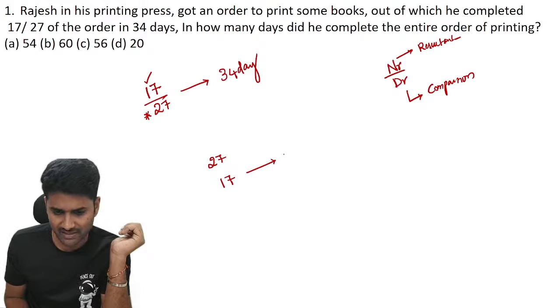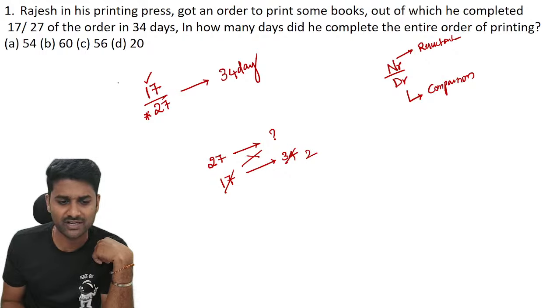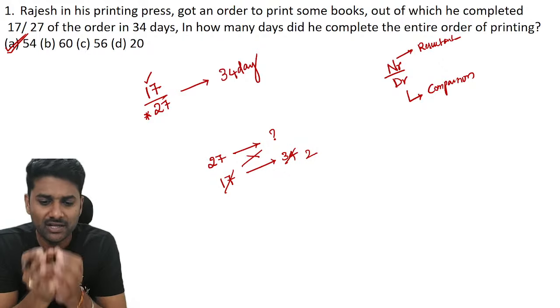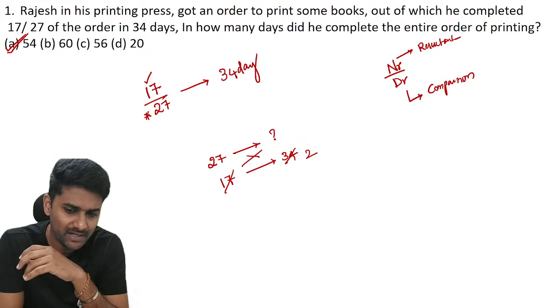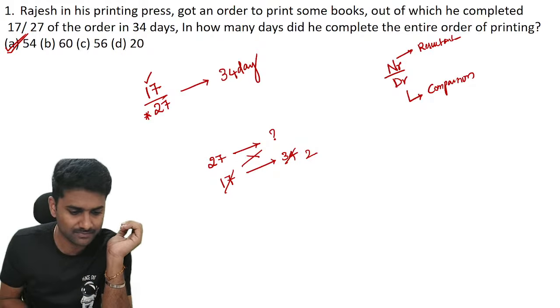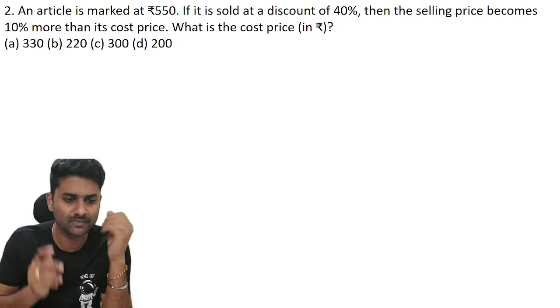For these 17 units, that person takes 34 days. So for 27 units, how much time does it take? Just cross multiply. So this is exactly 2 times 27, which is 54. Understand the meaning of fraction: denominator is all about the comparison, numerator is all about the resultant. Clear? So move on to question number 2.